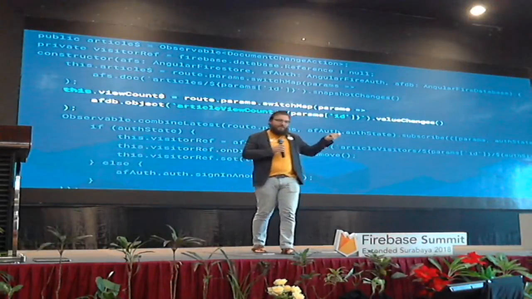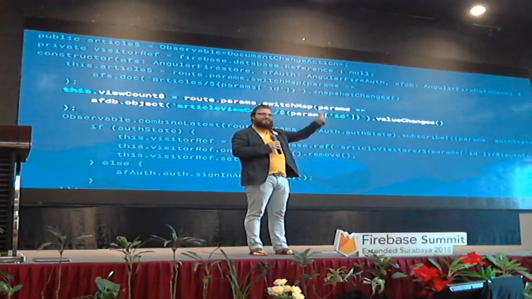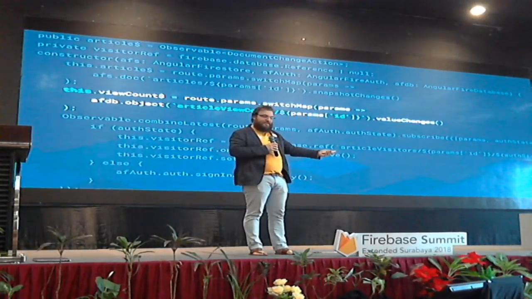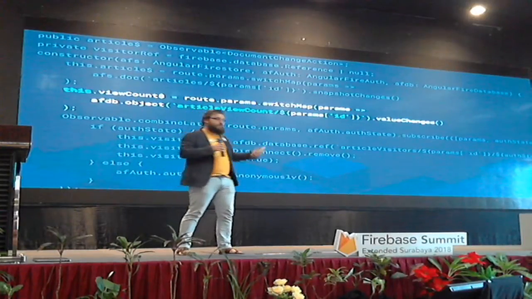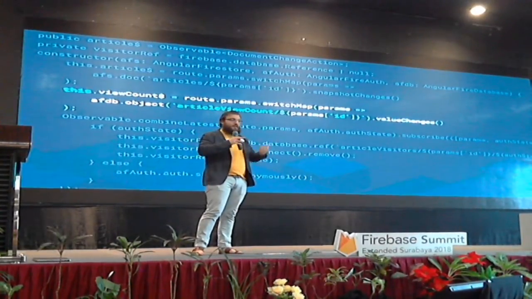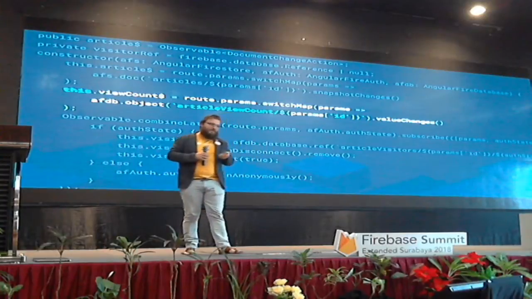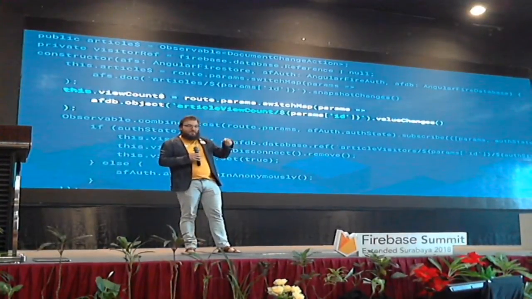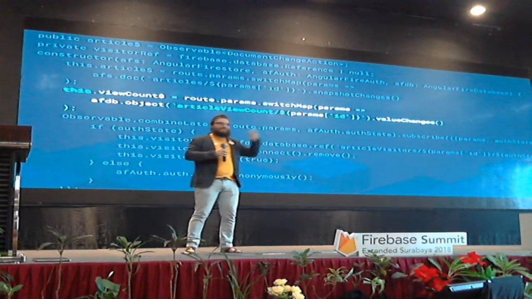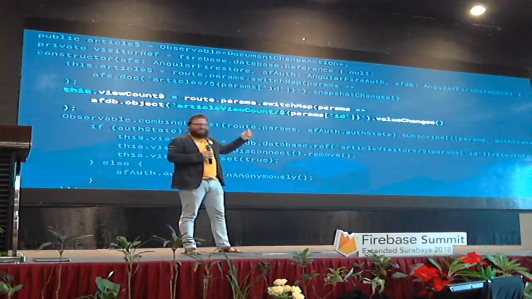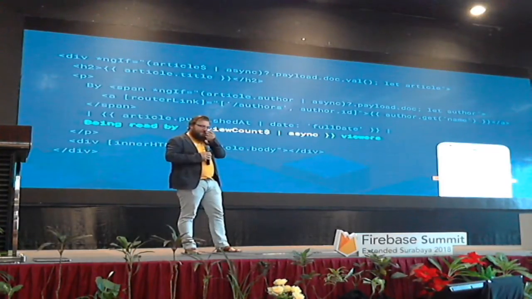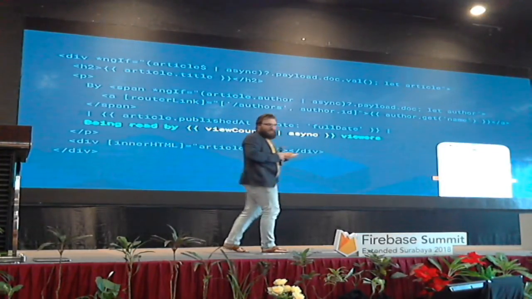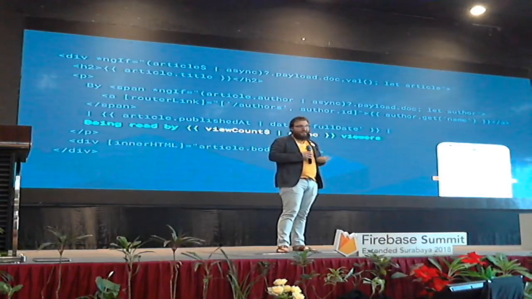So now we can do the same thing. Let's show the view count on the web page, right? We are already handling all that, with the signing in anonymously and pushing to the database. So now let's just grab it. So we'll do the parameter switch map. You see the switch map, switch map, switch map. We're grabbing that parameter, putting it into there, and getting the value changes. So this is what that looks like, right? Being read by view count. And there you go.